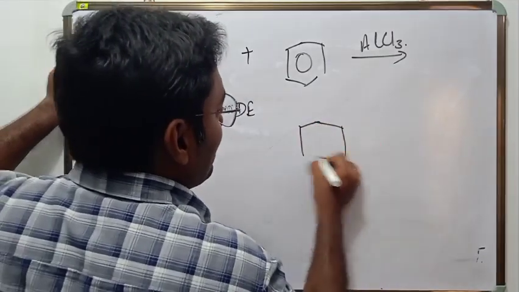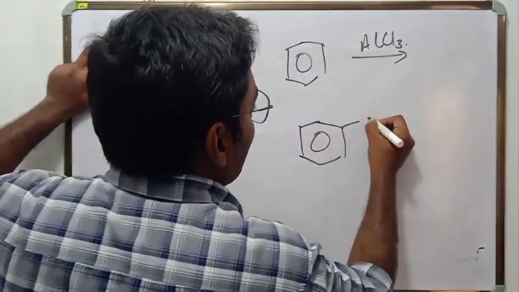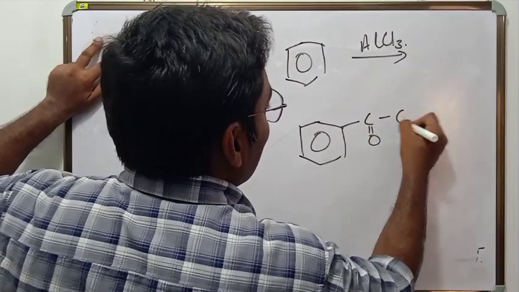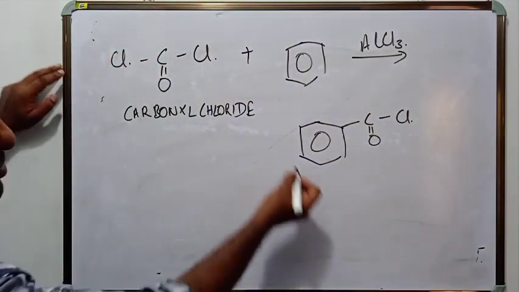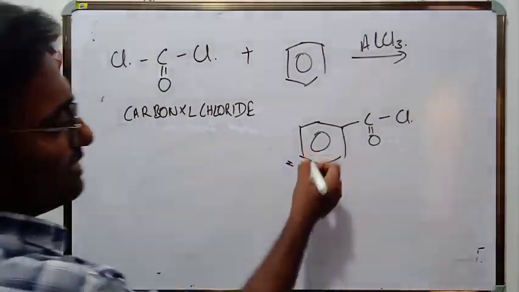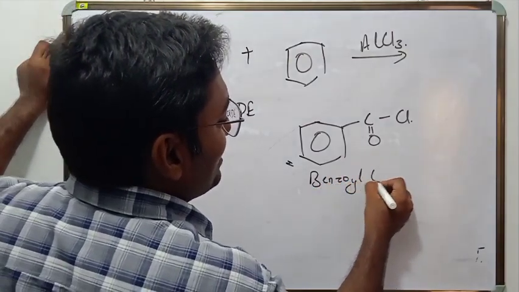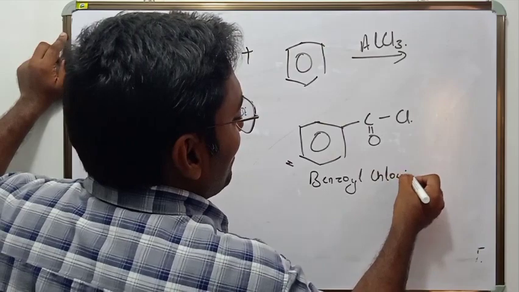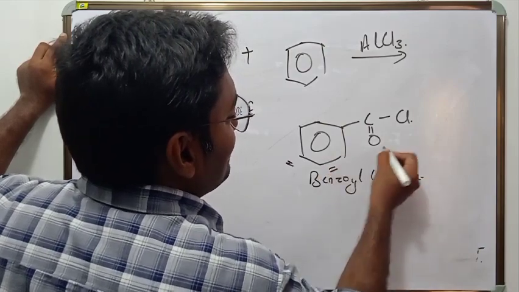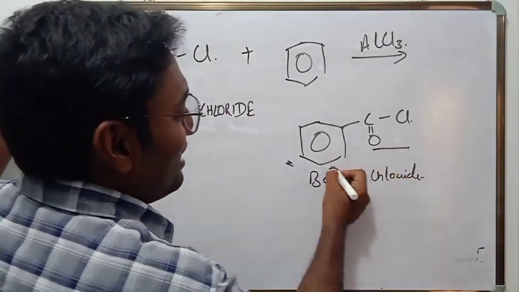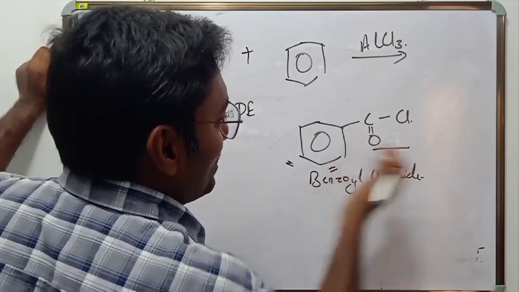Let me write it here. I get a product like this. What an awesome product did I get? This is benzoyl chloride, right? So therefore it can be used in preparation of aryl acid chlorides. Here we have made benzoyl chloride.